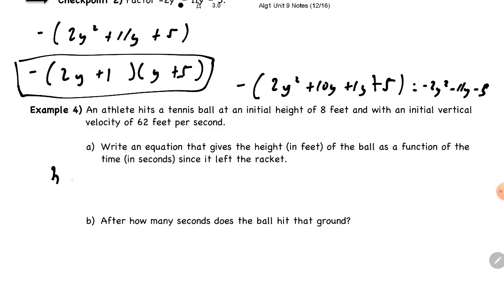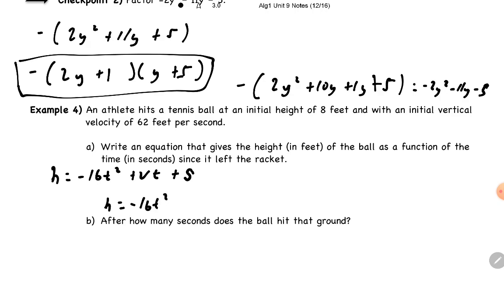So h, the height after a certain amount of time, is equal to -16t squared. This comes from that formula from a while back. Plus vt, plus our initial height, which is s. So we put in all the numbers we know for right now. And because we're trying to create an equation, h equals -16t squared plus vt.